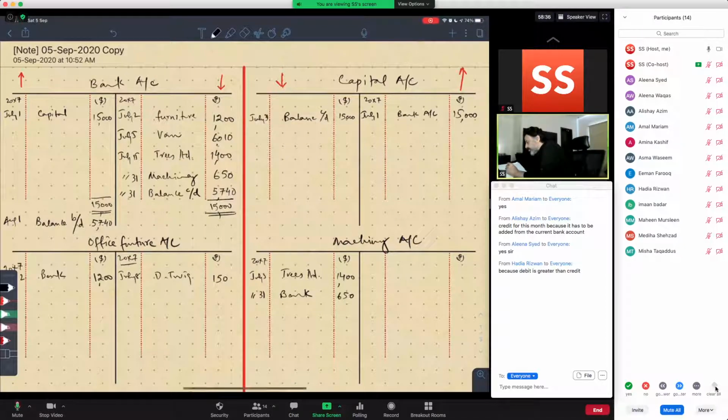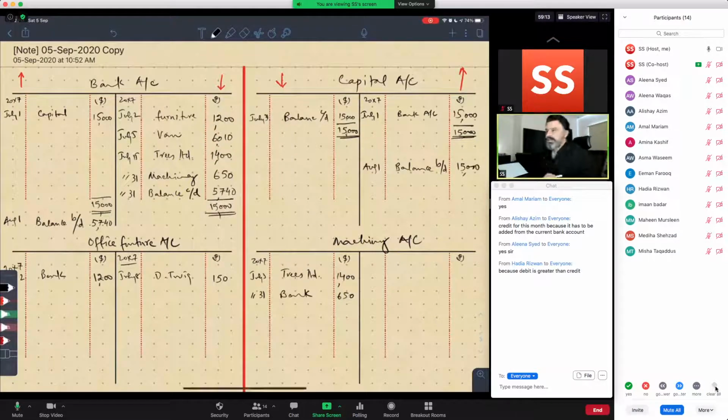Then we'll show the two sides being equal. After inserting the balance, the totals are equal. And then we will interpret this balance as a credit balance because the credit side was more than the debit side, as Hadia has mentioned. So this balance by nature is a credit balance. In order to restore its true nature, we are going to bring it down on 1st of August on the side which is true to its nature, which is the credit side, $15,000.